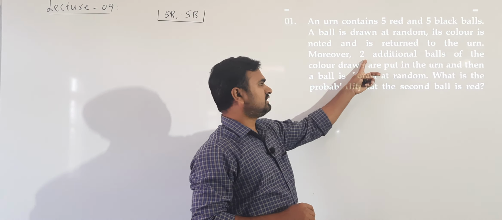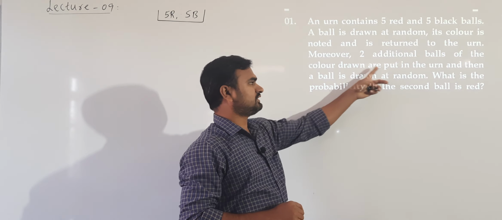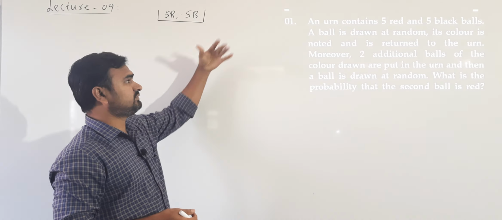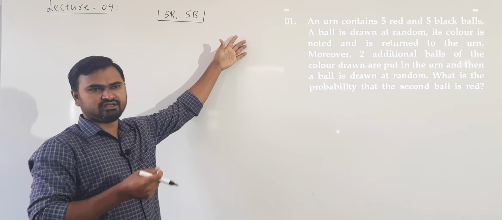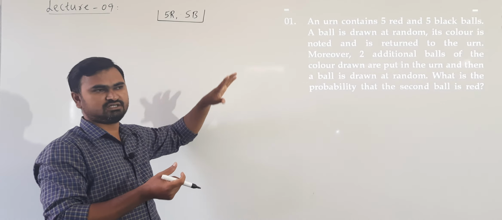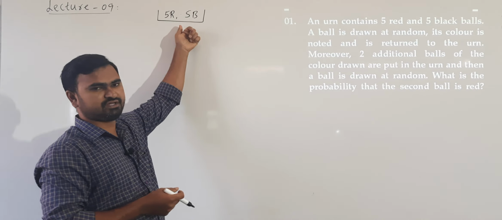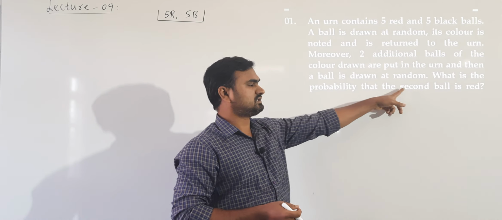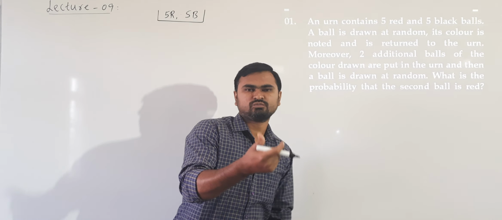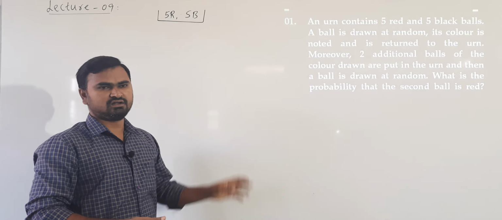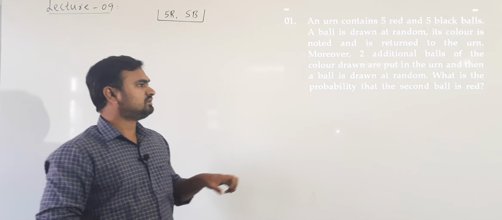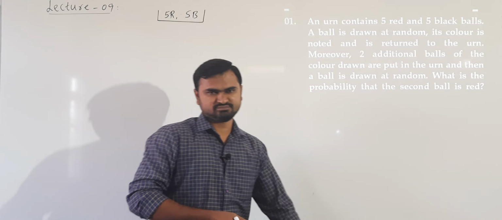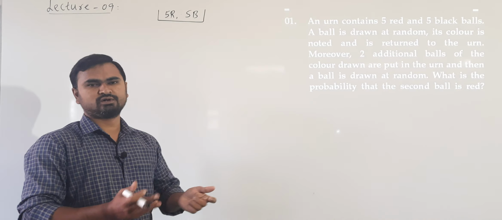Moreover, 2 additional balls of the color drawn are put into the urn. So, whatever ball we draw, we replace it back, and of the same color, 2 additional balls we put into this box, and then a ball is drawn at random. What is the probability that the second ball drawn is red? So, actually we are drawing 2 balls here.